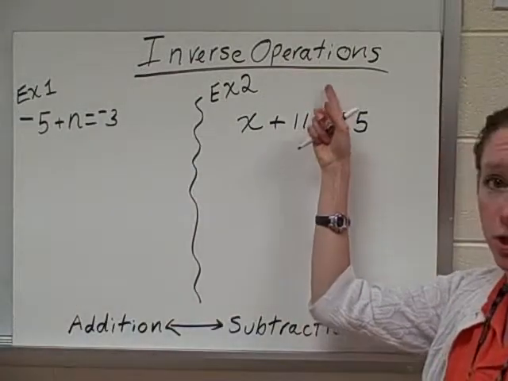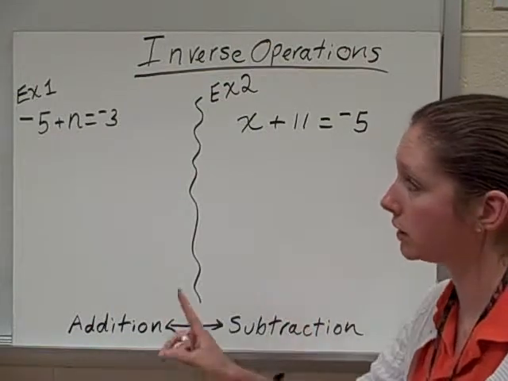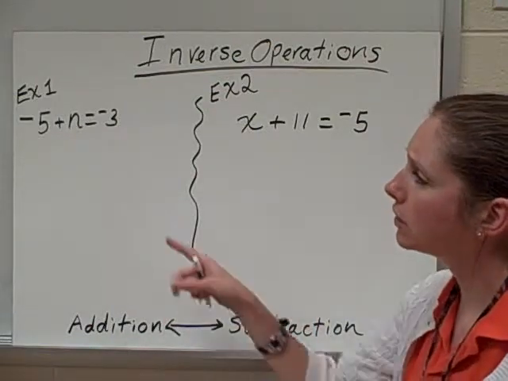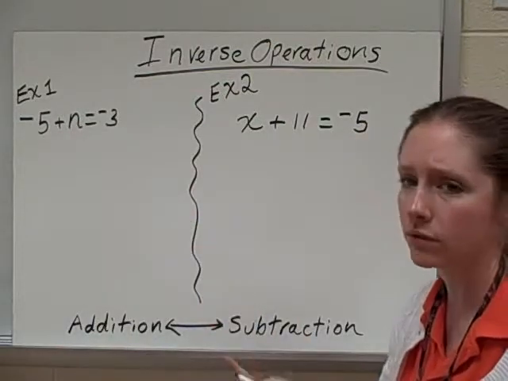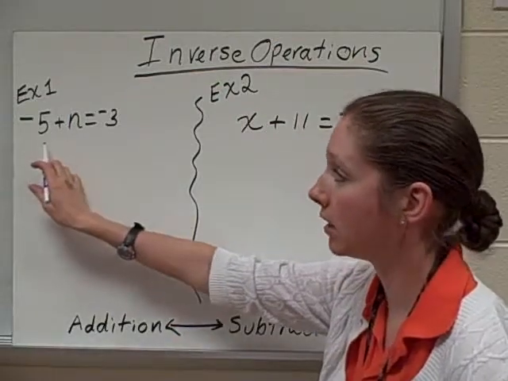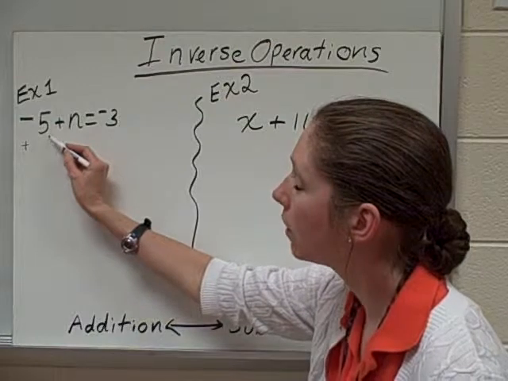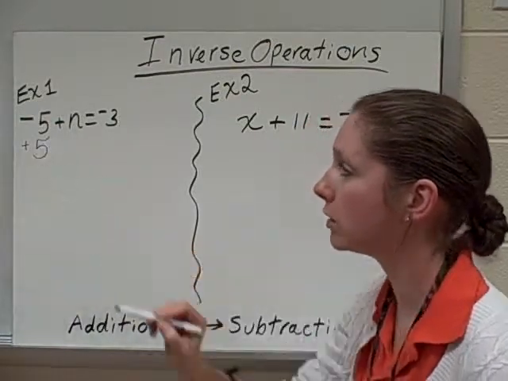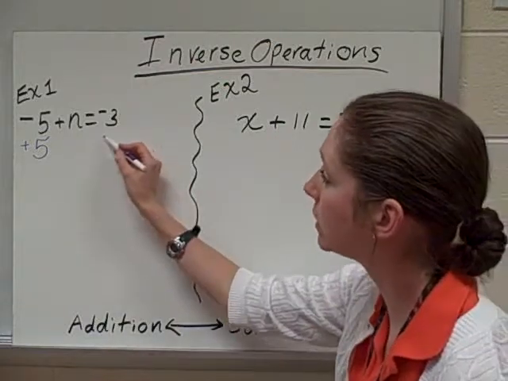Okay, inverse operations. Remember, the opposite of addition is subtraction, opposite of subtraction is addition. So again, here's the same example that we have, but now we're going to solve it using inverse operations. So the opposite of a negative 5 or a minus 5 is a plus 5. One thing about equations that's really important to remember is that if I do it to one side of the equal sign, I have to do it to the other side.